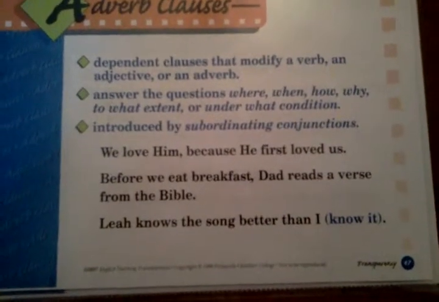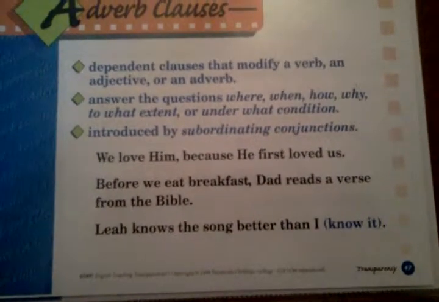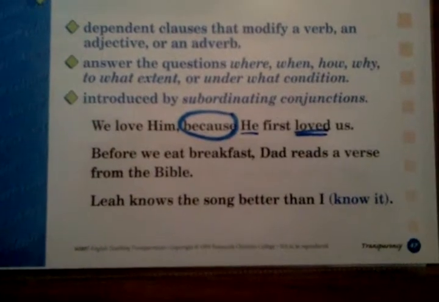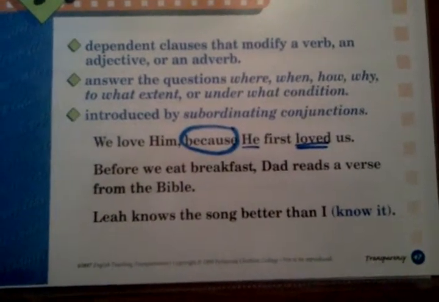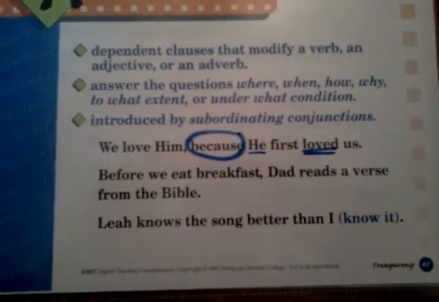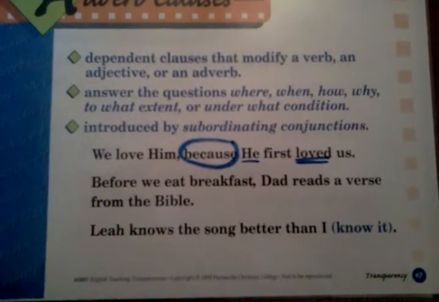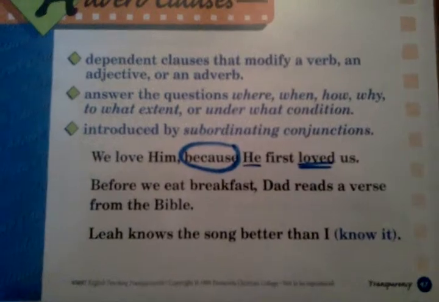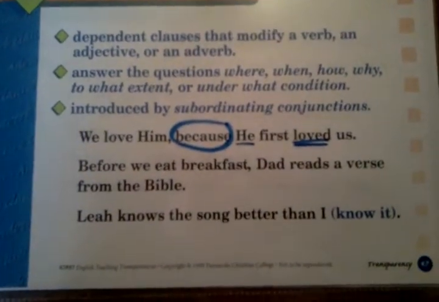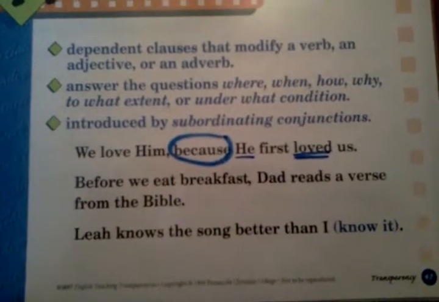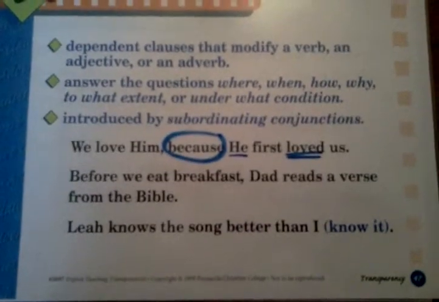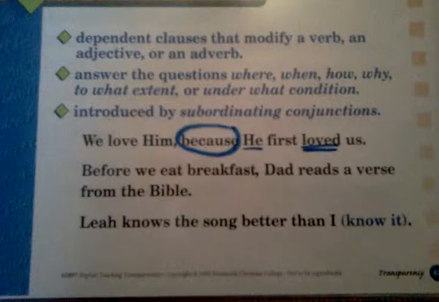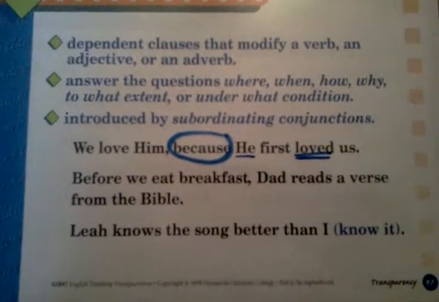So let's look at these adverb clauses, the sample ones they gave us right here. The first one says, we love him because he first loved us. This sentence is made of 2 clauses, an independent and a dependent. We love him. That's an independent clause. That could be a sentence by itself. Because he first loved us, that's a dependent clause. It's a clause because it has its own subject and verb, he loved, but it's dependent because of that word because, that subordinating conjunction at the beginning.